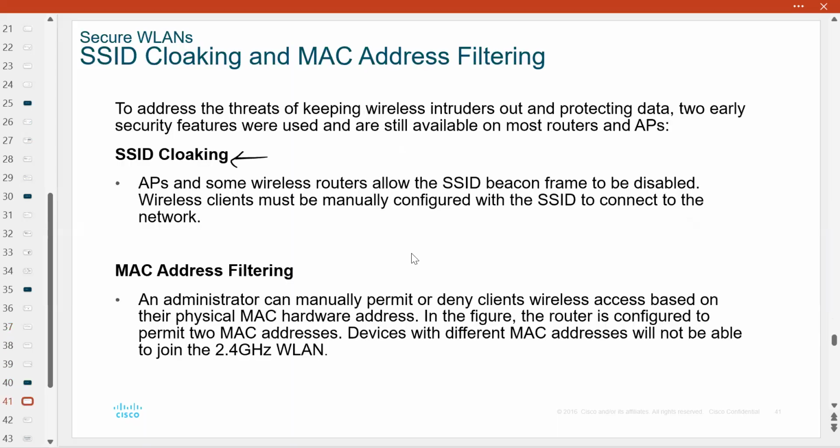Man in the middle, securing wireless LANs, cloaking. We're not going to touch on those two. MAC address filtering, no.